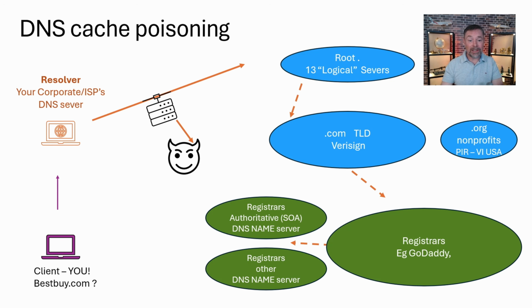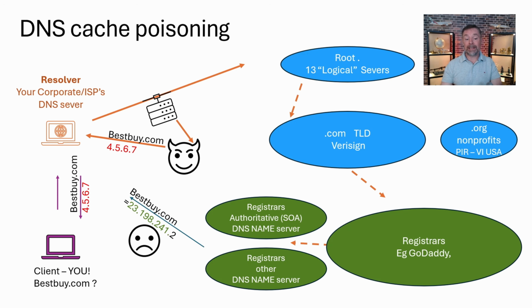But what happens instead is the attacker replies back to us more quickly. And in normal DNS, the first person to reply is the answer we trust. Even if the real answer comes later, it's ignored because we take the first answer we get, and now we have the wrong IP address for bestbuy.com. Instead of having 23.198.241.2, if that's what it is, we have 4.5.6.7. And guess what?